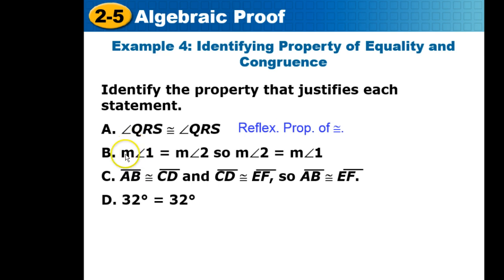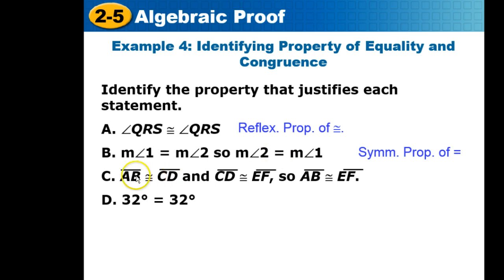The next one says if the measure of angle 1 equals the measure of angle 2, then the measure of angle 2 equals the measure of angle 1. All we did was flip these. Remember, when you flip something, it's symmetrical. Symmetric property of equality, because that's the symbol we're using.